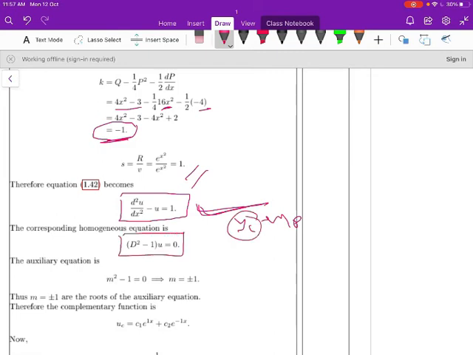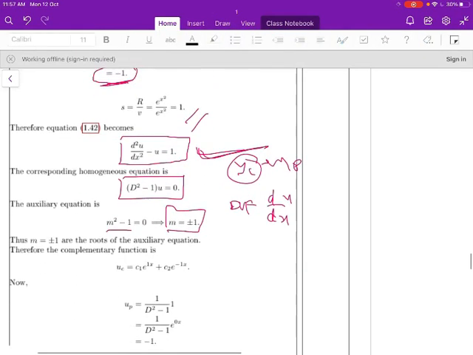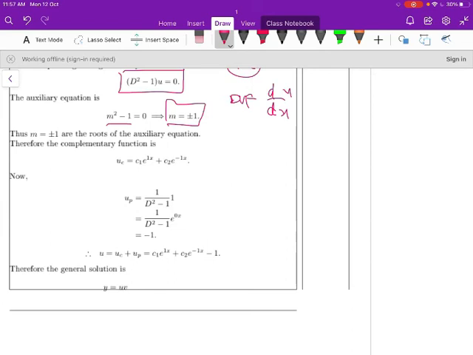So the general solution is yc plus yp. To find yc, you take the homogeneous differential equation, where D is equal to d/dx. Writing d² minus 1 into u is equal to 0, let us write the auxiliary equation. Therefore the roots are plus or minus 1, which are real and different roots. Therefore the complementary function is c1 e^(1x) plus c2 e^(minus 1x).